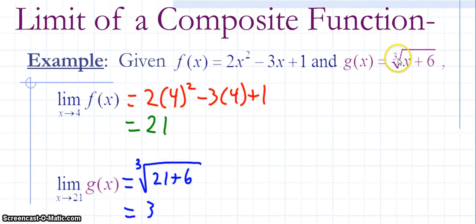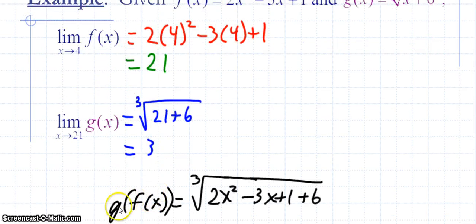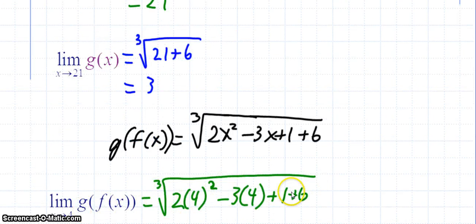Again, I can do direct substitution. This is an odd root. So I plug in 21. 21 plus 6 is 27. The cube root of 27 is 3. So now if I look, there's a couple of ways I can do the composite. I can actually just figure out what the composite function is. So g of f of x is the cube root of 2x squared minus 3x plus 1 plus 6. And then I can evaluate that limit as x goes to 4.